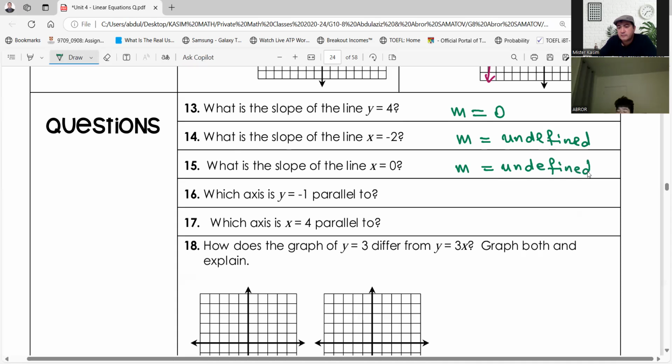Okay, next. Which axis is parallel to the line whose equation is y equals -1? The x-axis, right? Y equals -1 is parallel to the x-axis because it is a horizontal line. And how about 17? Which axis is x equals 4 parallel to? It is the y-axis.